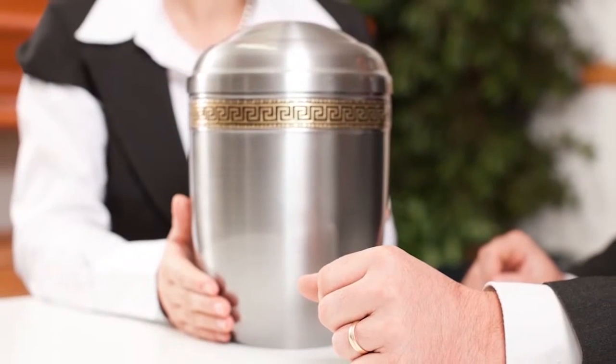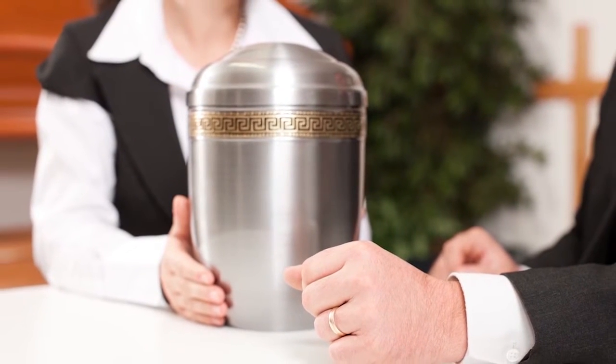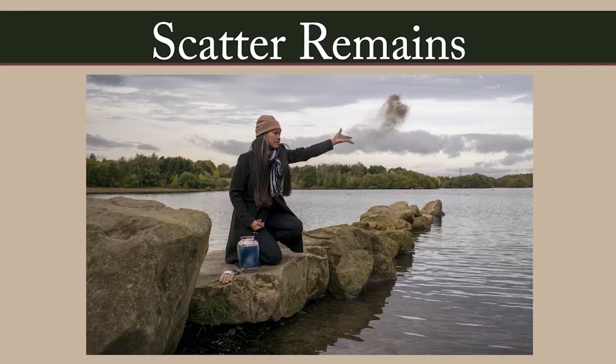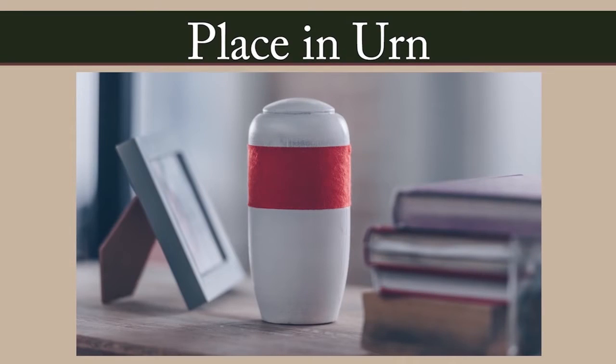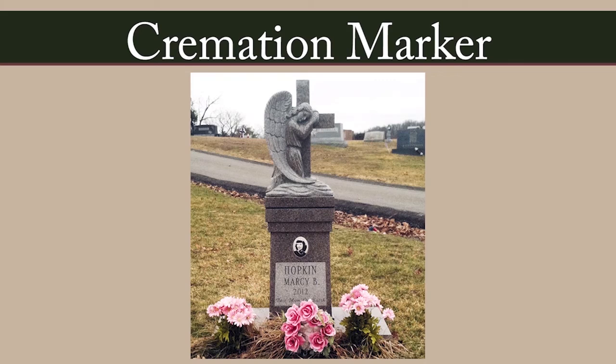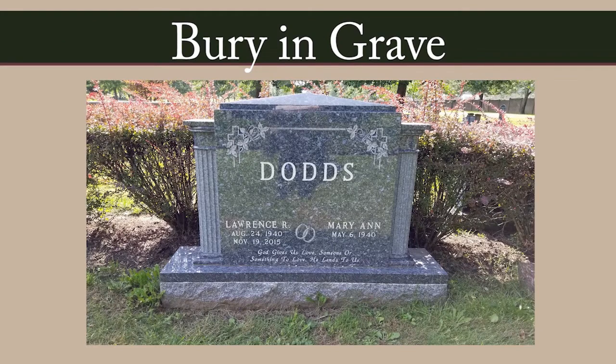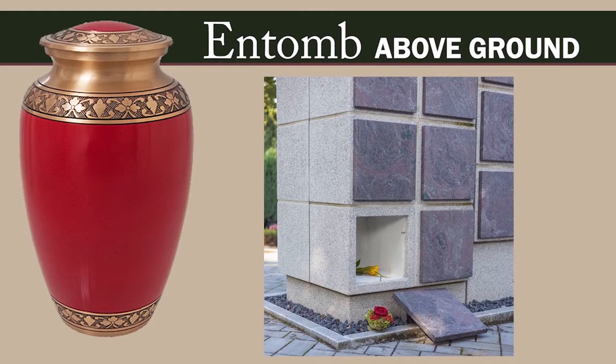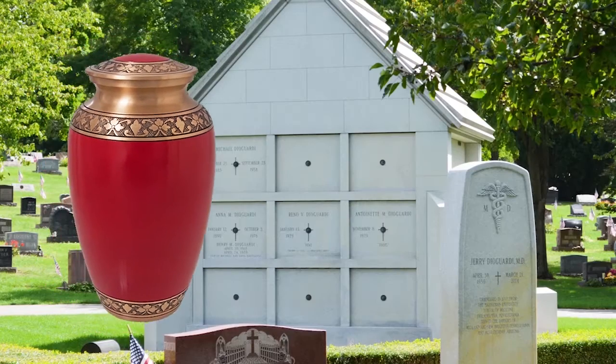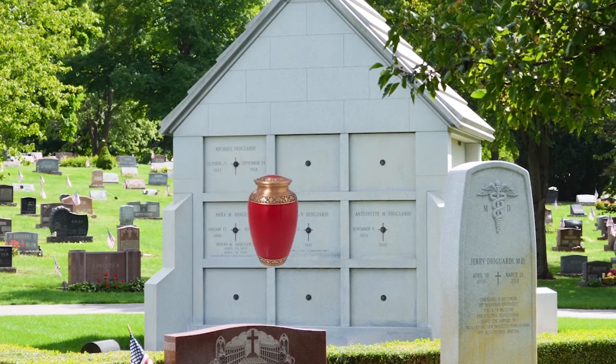Over half the people who die in the U.S. are cremated. There are many ways to preserve their ashes for posterity, including placing them in a mausoleum or a columbarium. Once a body is cremated, the container with the ashes is delivered to the family, who have several options for the ashes' disposition. They can scatter the remains, place them in an urn, place them in a personalized cremation marker or cremation monument, bury the cremains in a grave in a cemetery, or entomb them above ground by placing the ashes in a niche or mausoleum in a cemetery.